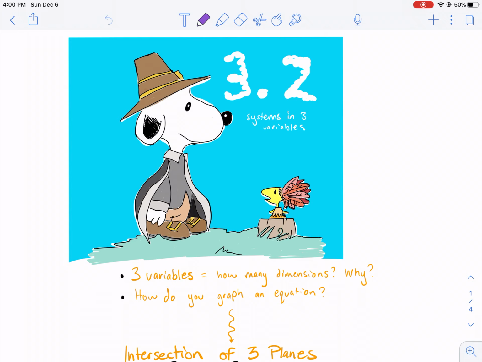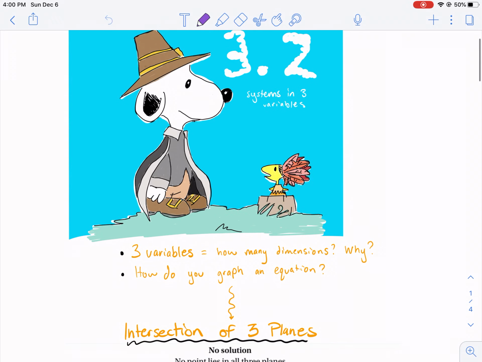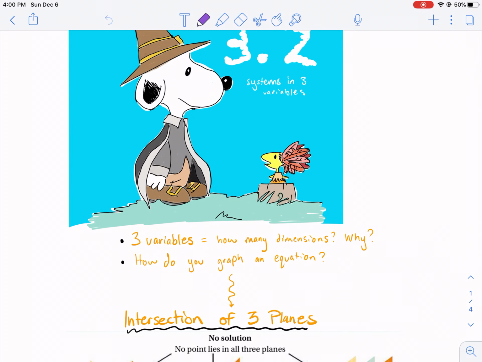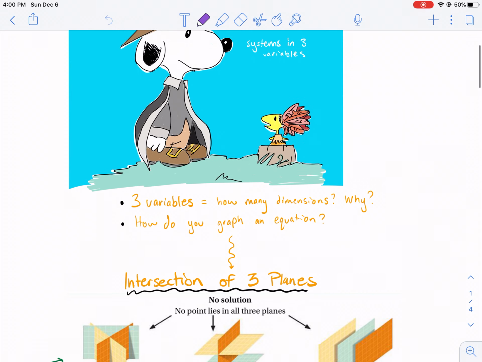If you are going to understand this section, you really have to have a mastery of solving systems of equations, particularly with elimination with two variables, okay? Because this is now three variables, so if you don't do two variables well, you're definitely going to struggle with three variables. So what is this talking about?